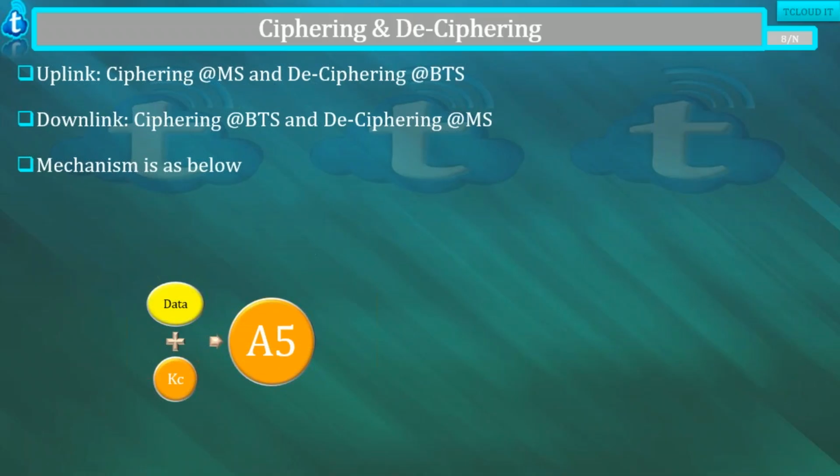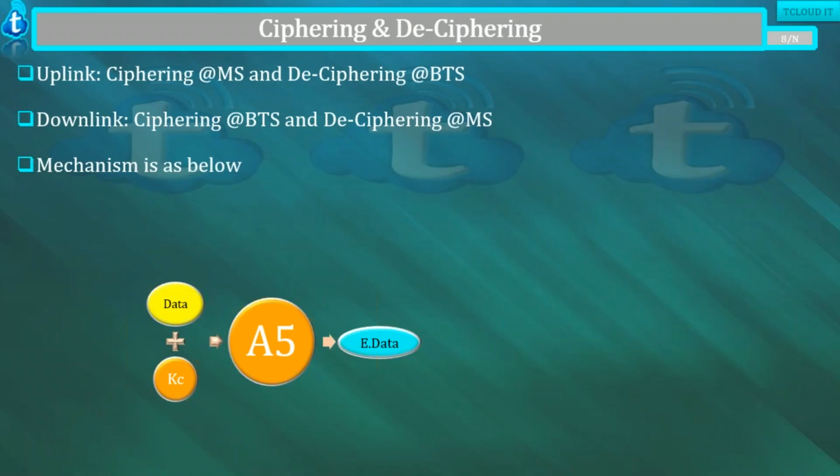For example, we will take the uplink scenario where the mobile wants to send some data to BTS. What does the mobile do? Whatever data it would like to send, that data along with this KC that it has calculated with the A8 algorithm, it will forward these two details, data and KC, to an algorithm called the A5 algorithm. So what does this A5 algorithm do? A5 is a ciphering algorithm. It will encrypt this data. This data will be converted into some secret format which nobody will be able to understand.